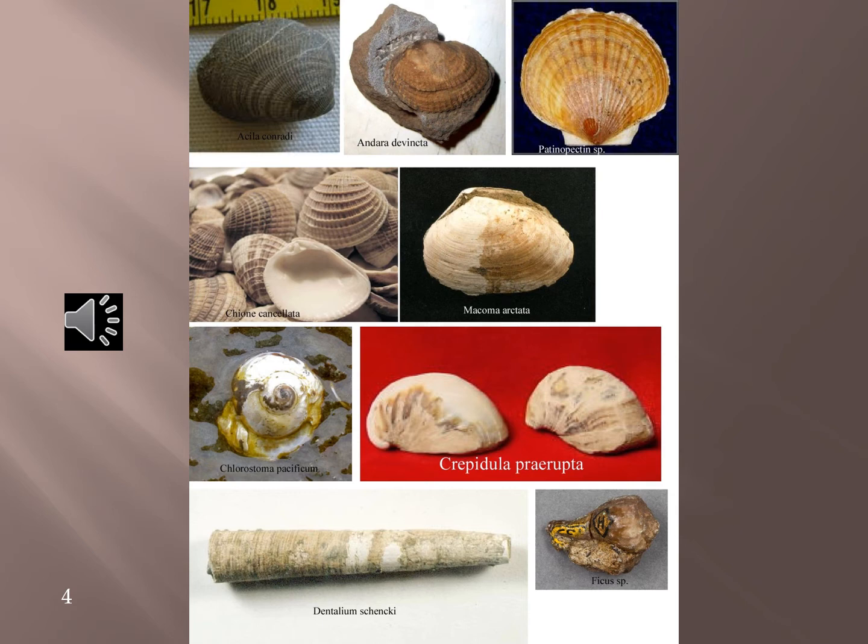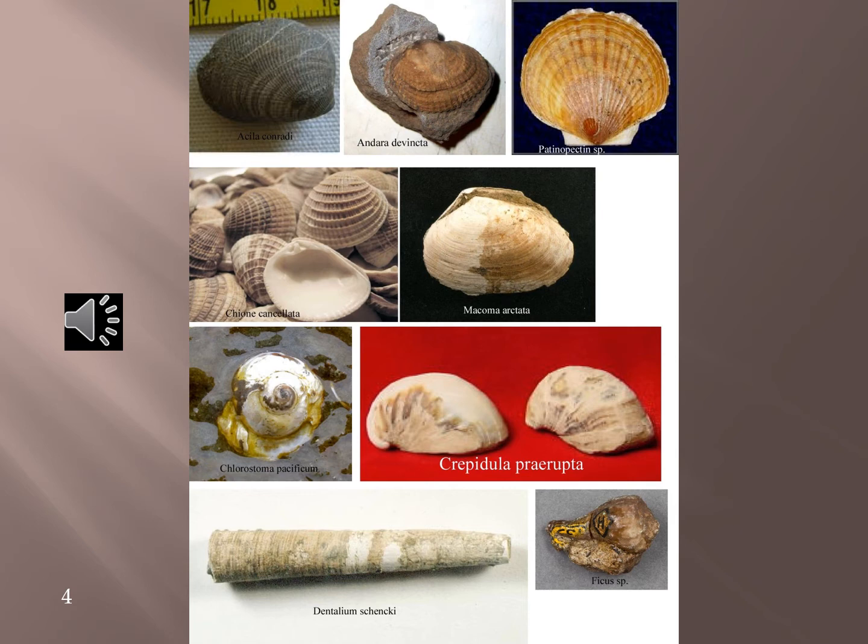The upper left is a Siliqua, a bivalve found in coastal tidal environments during the Miocene. Upper middle is Andara devincta, another Miocene bivalve. It is an indicator fossil for the Miocene. Middle upper right, Patinopecten is a large scallop up to about 10 centimeters in size. Very common. Middle lower left, Chione cancellata is a shell with a cross-hatch pattern similar to steamer clams found today.